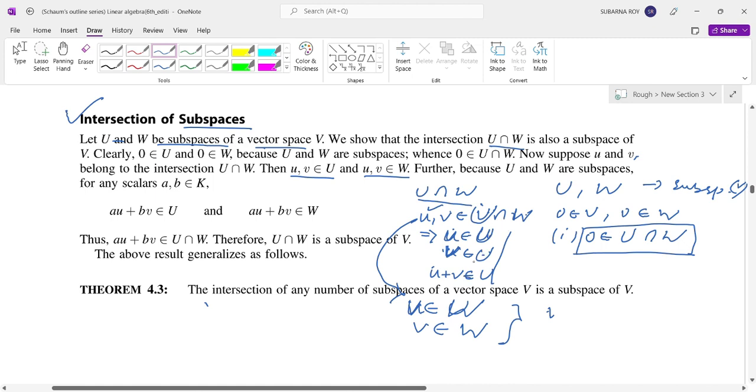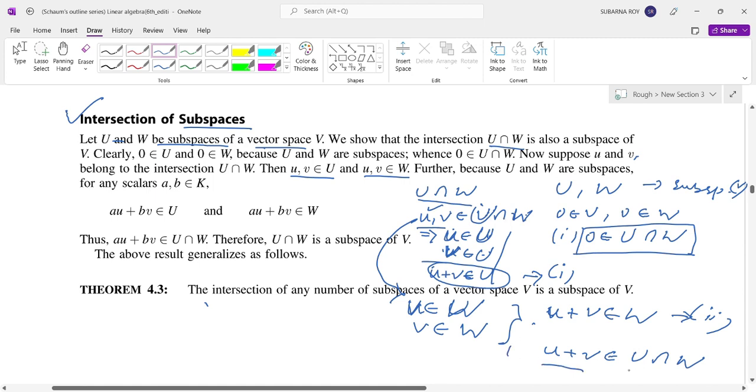As U is a subspace of the vector space, it fulfils the conditions to be a subspace, so u plus v also belongs to U. Similarly, we take u, v belonging to W, and this implies that u plus v belongs to W. So u plus v belongs to U, that is 1, and u plus v belongs to W, that is 2. From 1 and 2 we get u plus v belongs to U intersection W.